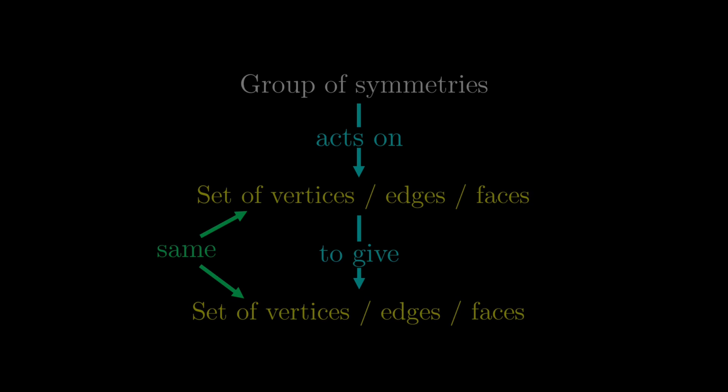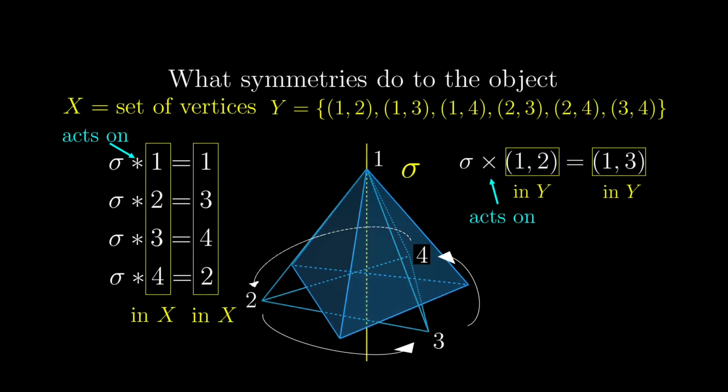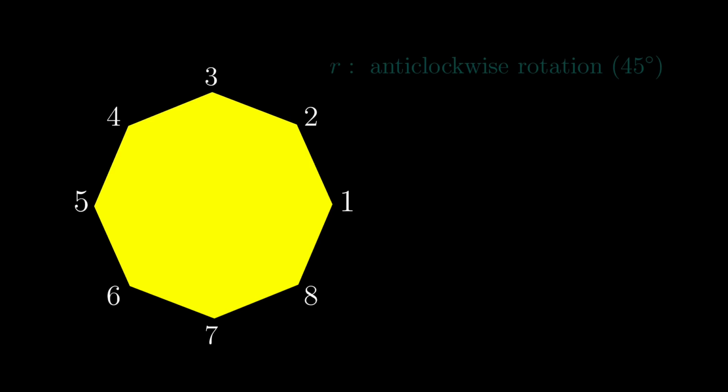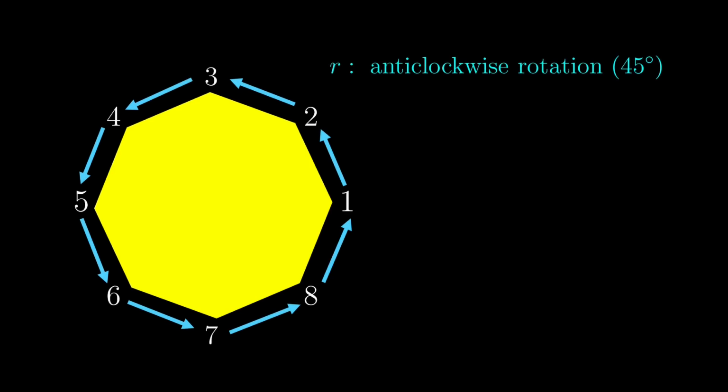And we often use the example of a particular rotational symmetry of the regular tetrahedron to explain the concept. Let's use another example of the group of symmetries of a regular octagon acting on a set of vertices. If we denote r as the anti-clockwise rotation by 45 degrees, then r acting on 1 will give 2, acting on 2 will give 3, and so on.